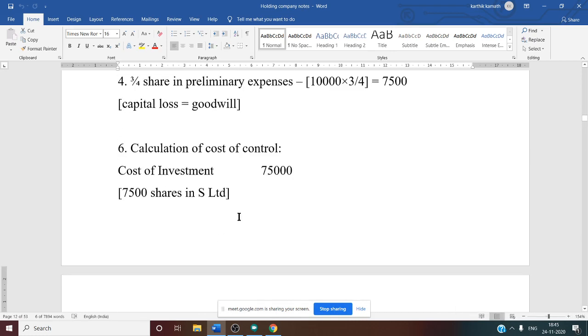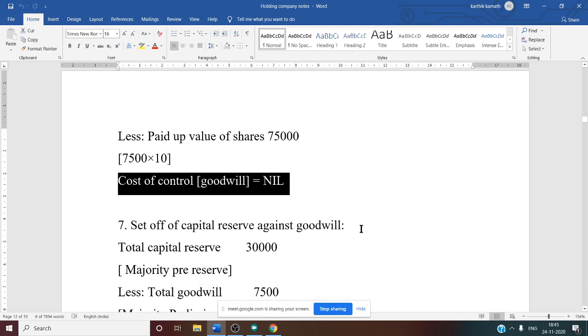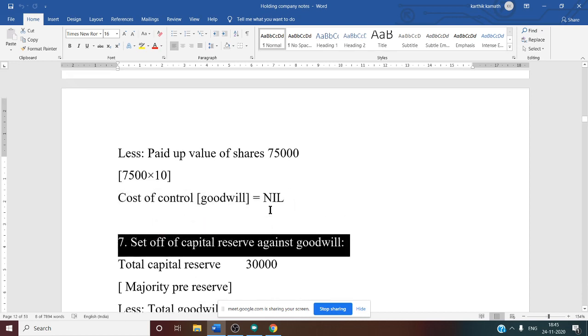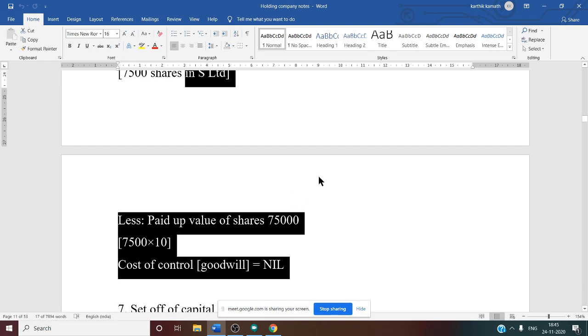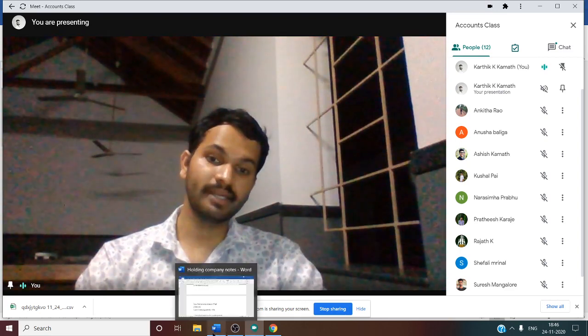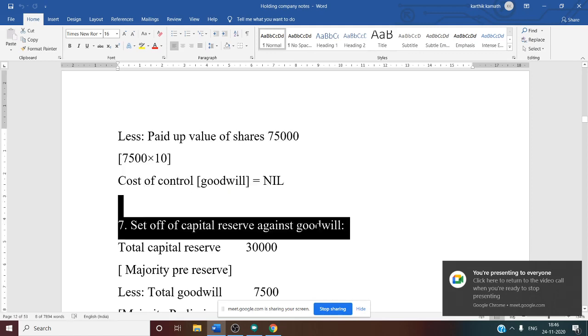That is working note number 6, calculation of cost of control. After that, the seventh one, set off capital reserve against goodwill. We can stop here also, but the problem is there is a capital reserve. If you see the majority working note, there we have written capital reserve, isn't it? So that is why we have to set off now. Set off of capital reserve against goodwill.